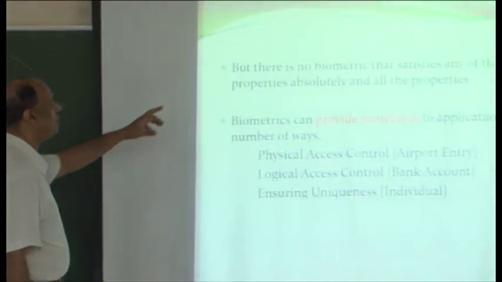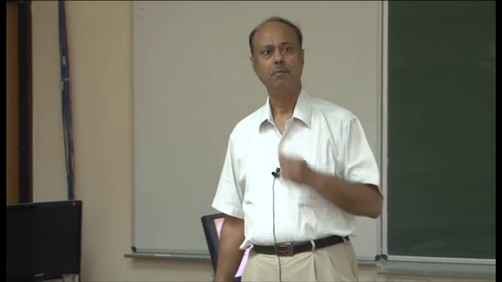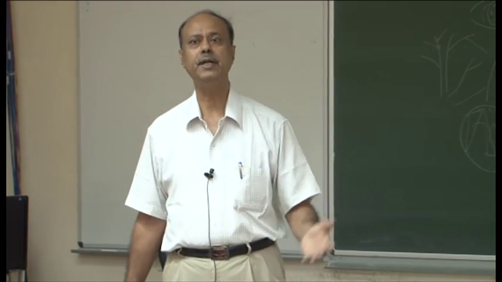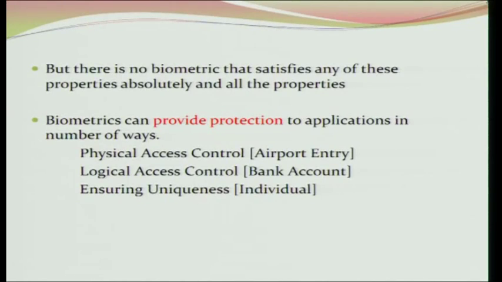So, I mentioned that there is no biometric that satisfies all these properties absolutely, and generally it provides protection in several applications. The physical access control, that is airport security. For example, I do not want to allow somebody to enter my airport, right. Then logical access control: you want to withdraw money, and I do not want to allow you to withdraw the money, or I will allow you to withdraw the money. So, this is not a physical thing, I am allowing it logically, and you want to prove that you are the concerned person.